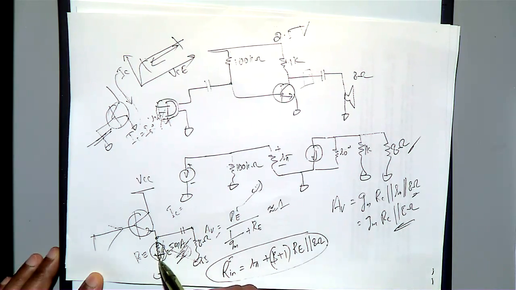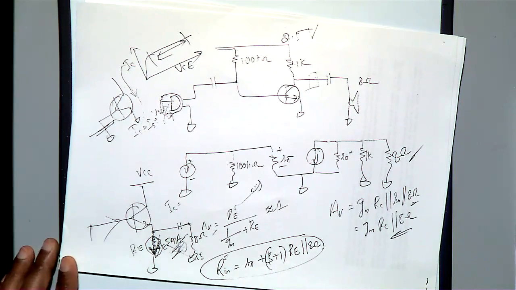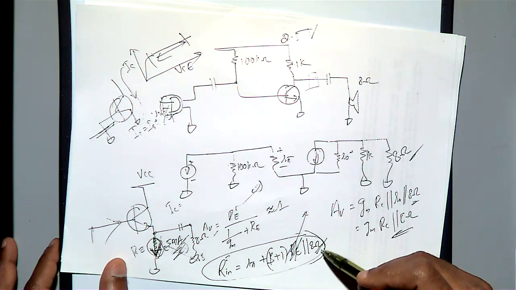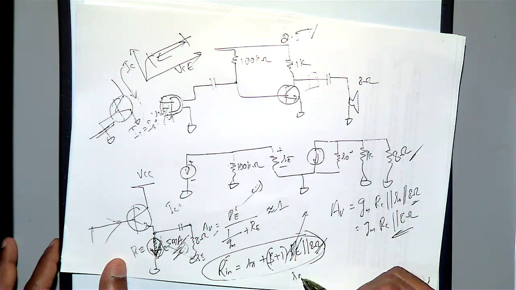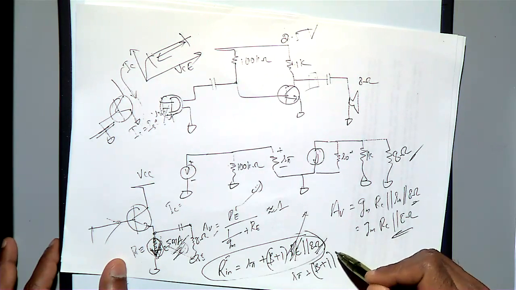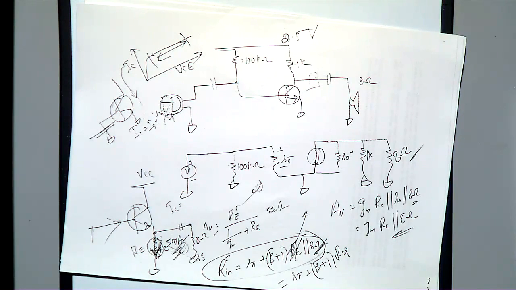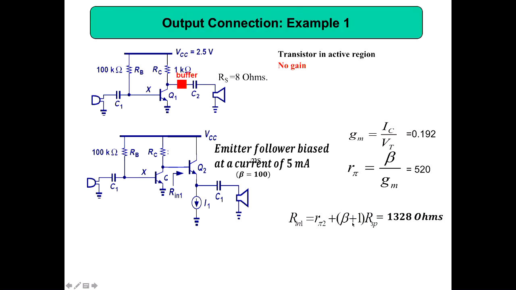Because if you connect a current source here, what is the impedance of an ideal current source? Yeah, infinity. So that is the reason this will be RE parallel 8 ohm. If RE is a very big value, it goes away and the lower value predominates in the parallel combination. So you get r pi plus beta plus 1 into RSP, the impedance of the speaker. That is the reason we have the equation r pi 2 plus beta plus 1 into RSP, because RE is close to infinity, a bigger value, since you have connected a current source. If you don't connect a current source, we will have that RE value, so this is RE parallel RSP. You know what I mean? That is equal to 1328 ohms. Now your input impedance, when you look from here, is 1328 ohms.